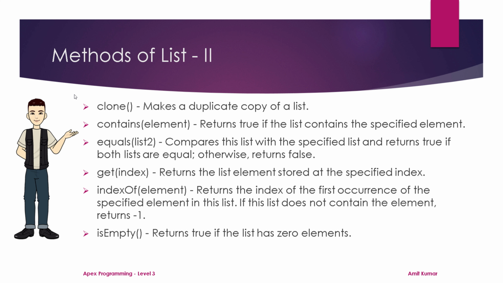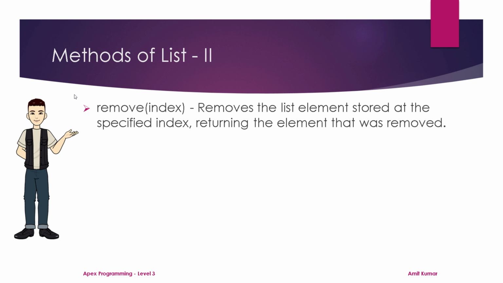isEmpty function returns true if the list has 0 elements. Otherwise, it returns false. Remove method accepts an index and removes the list element stored at the specified index, returning the element that was removed.